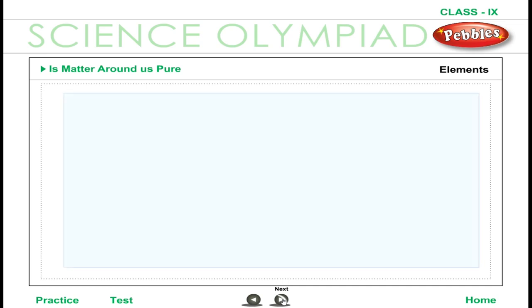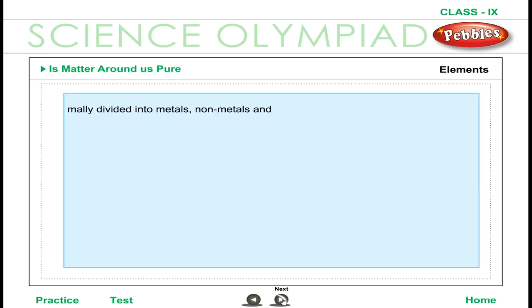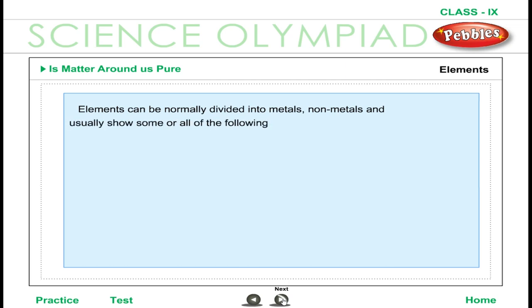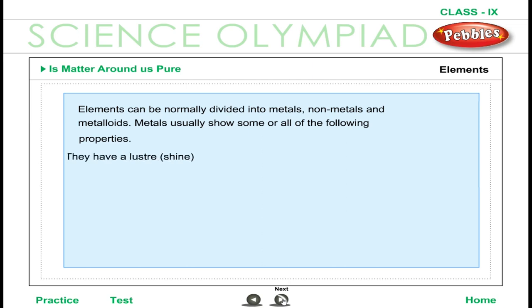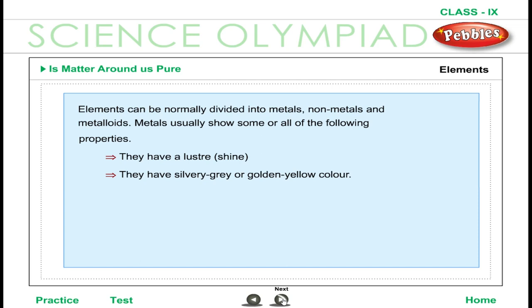Elements. Elements can normally be divided into metals, nonmetals, and metalloids. Metals usually show some or all of the following properties. They have a luster, shine. They have a silvery gray or golden yellow color. They conduct heat and electricity.